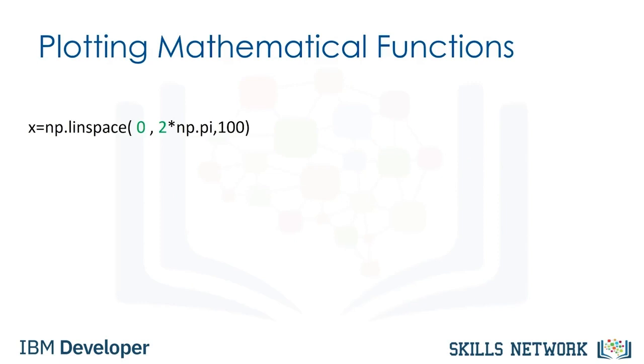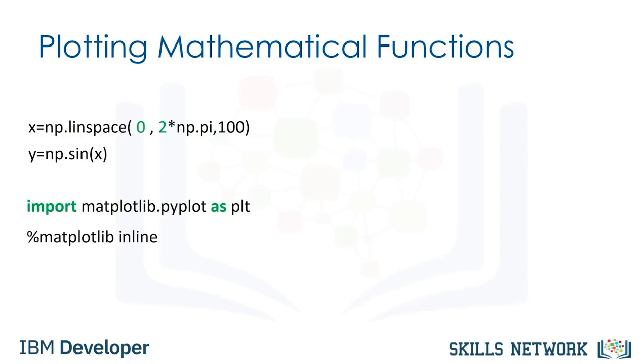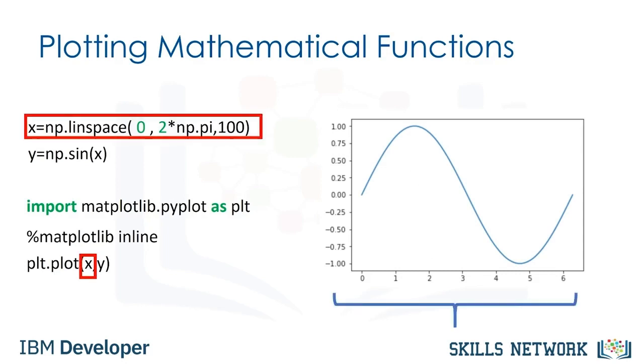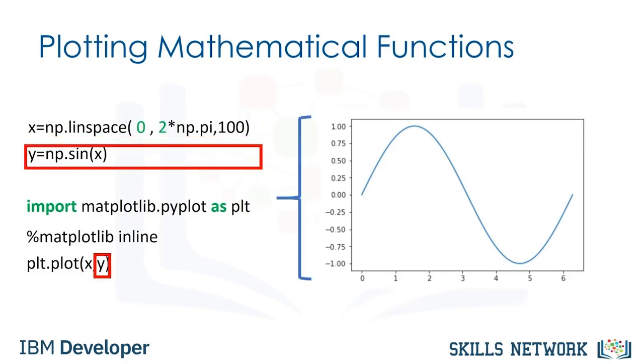We can use the function linspace to generate 100 evenly spaced samples from the interval 0 to 2 pi. We can use the NumPy function sin to map the array x to a new array y. We can import the library pyplot as plt to help us plot the function. As we are using a Jupyter notebook, we use the command matplotlib inline to display the plot. The following command plots a graph. The first input corresponds to the values for the horizontal or x-axis. The second input corresponds to the values for the vertical or y-axis.